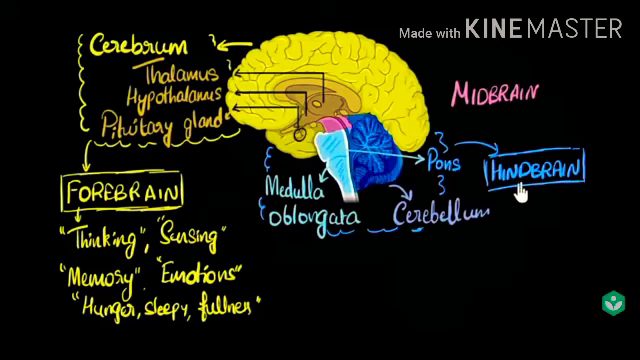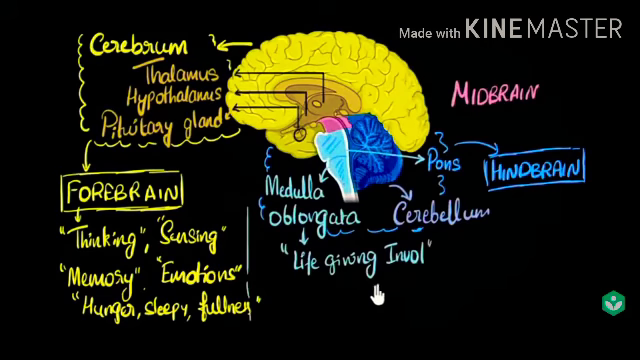So again, what are the functions of the hindbrain? We already saw it's involuntary, but let's look at the individual one. Let's look at medulla oblongata and the cerebellum. These two are important for us. So what does the medulla oblongata do? Well, again, it controls most of the life-giving involuntary processes. That means these are the most essential for life, like your heart beating, your breathing, digestion, all of those essential things are taken care by your medulla oblongata.